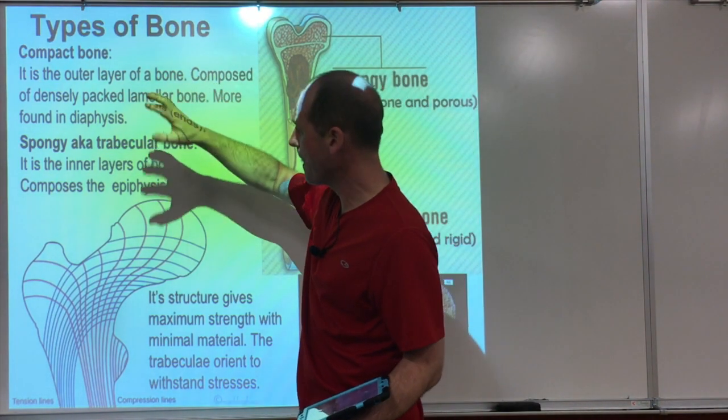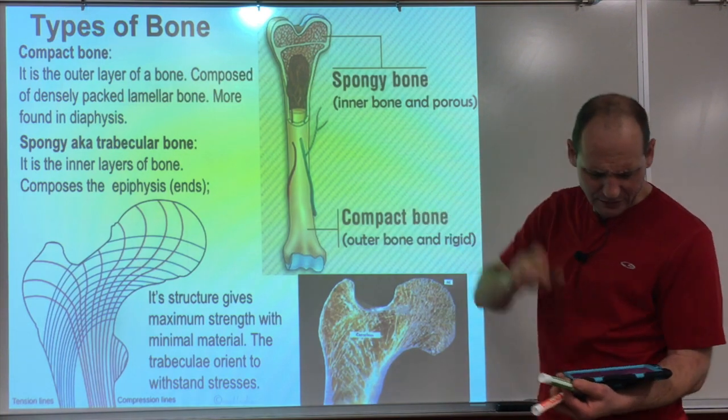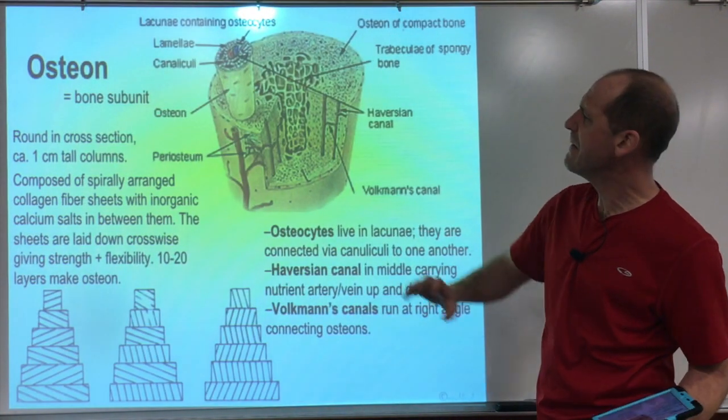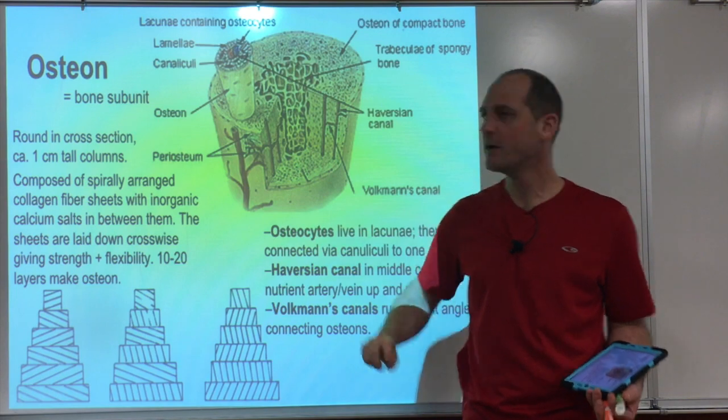Types of bones. So let's do this. The basic building block of bone is an osteon.